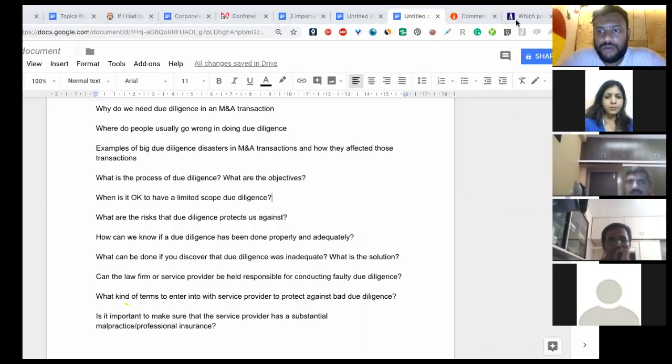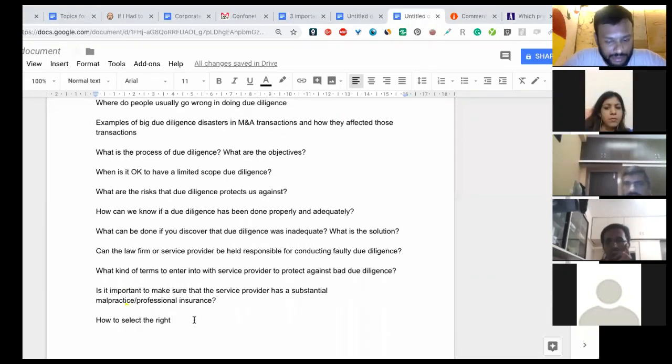How to select a good service provider for due diligence? Deep has asked another question. These are many good questions, right? Deep has suggested another good question, which is how to select the right service provider or law firm for due diligence. This is also a good question.